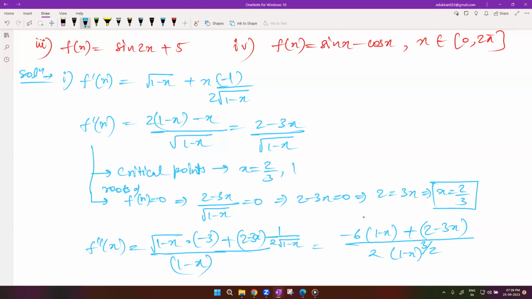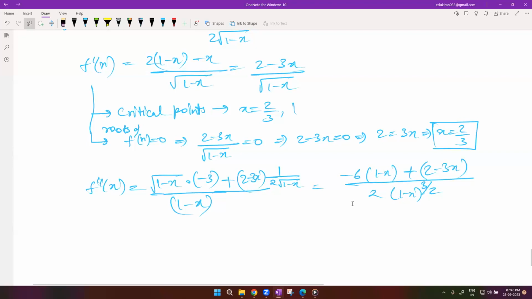So you can see that f double dash x is also straightforward and will come out very easily. Sometimes it may be difficult. It depends really on the expression. So first derivative test would be much, much less calculative than the second derivative test in this case. Okay, cool.